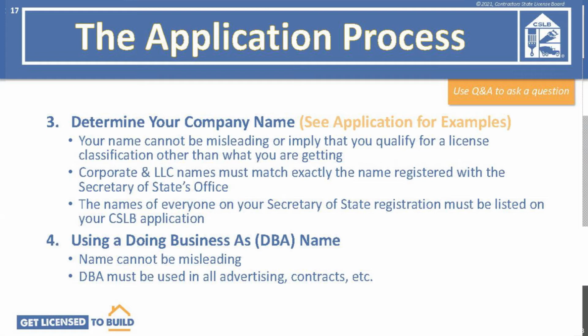Corporate and LLC names must match exactly the name that you've registered with the California Secretary of State, the SOS office. The name of everyone who appears on the Secretary of State registration must be listed on your CSLB application as well. You can also use what is called a DBA, which stands for Doing Business As. The main thing to remember here with the DBA is that your DBA name cannot be misleading, and you must use that name in all of your advertising and on all of your contracts.